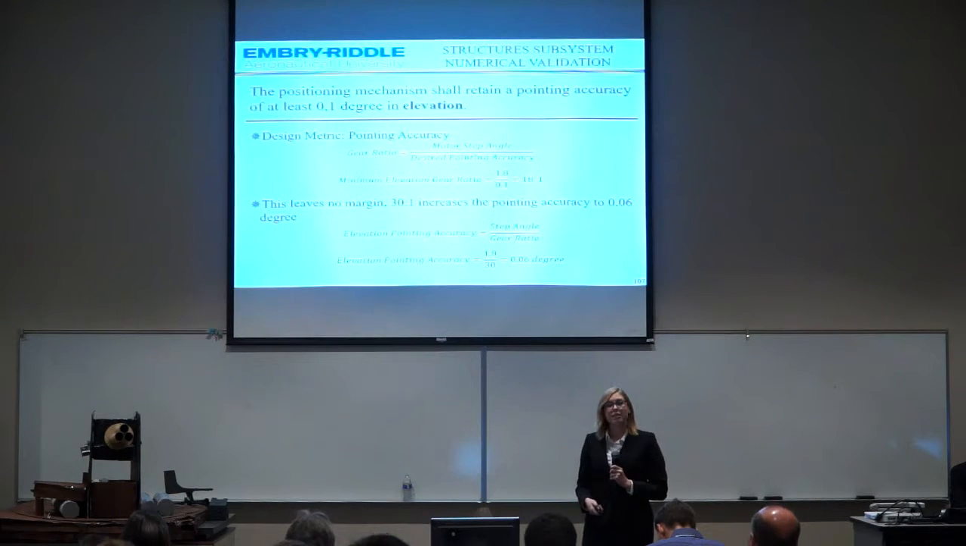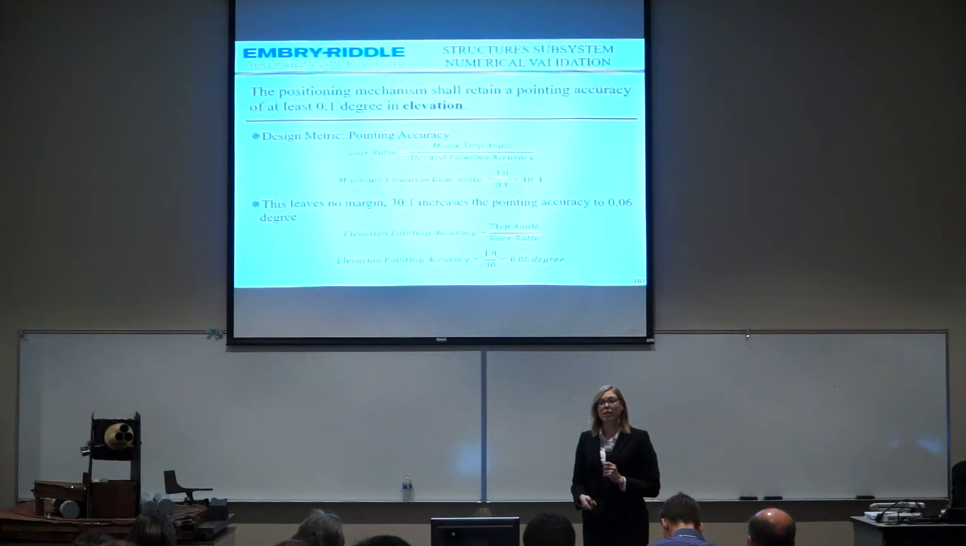Next, the positioning mechanism shall maintain a pointing accuracy of 0.1 degrees in elevation. In order to obtain this pointing accuracy, we will need a gear ratio of 18-to-1. This leaves us with no margin of safety, so the gear ratio was increased to 30-to-1 due to manufacturing. With this new gear ratio, we have a pointing accuracy of 0.06 degrees.